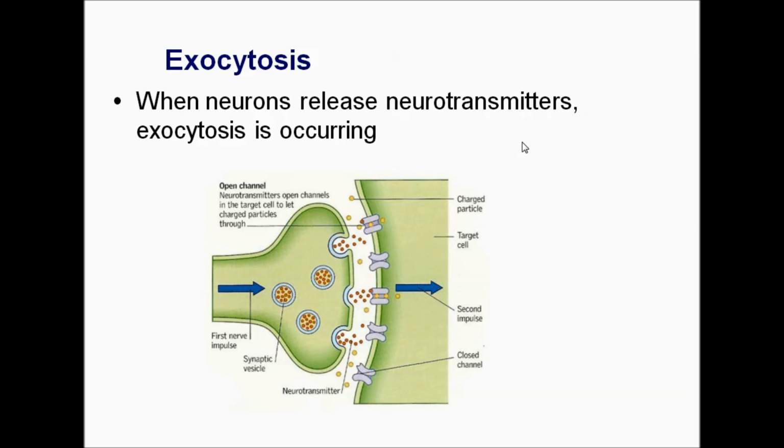So when neurons release the neurotransmitters in your brain, let's say, exocytosis is what's happening. Your neuron has this little bit of molecule that's going to cause some type of a reaction, goes out here, it's released, merges, release, causes synapse to occur, and a second impulse is then stimulated in this other part.